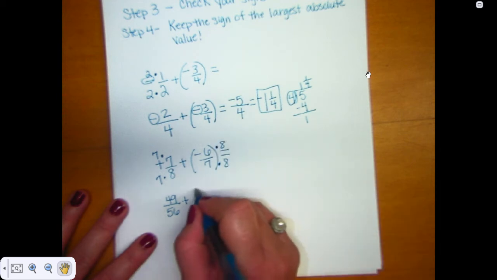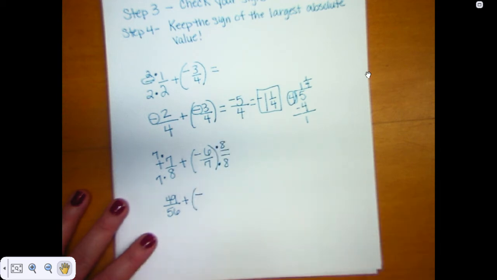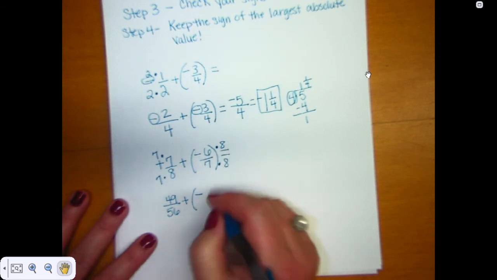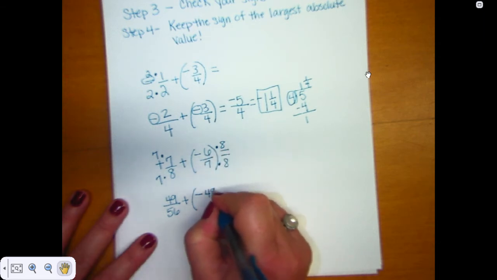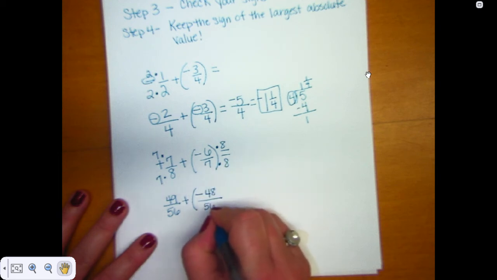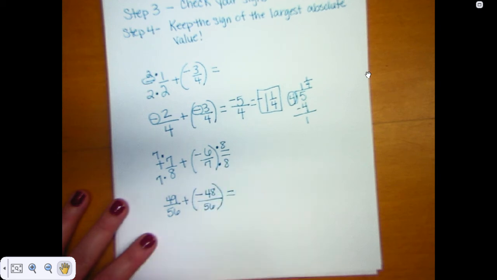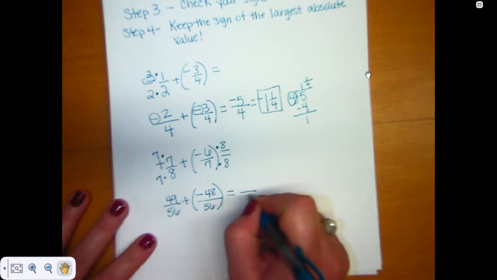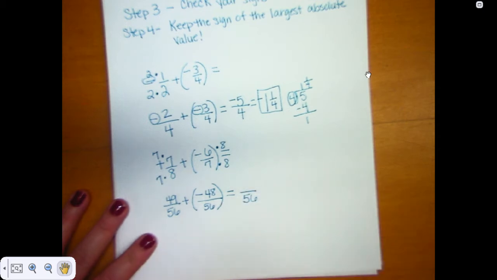So I'm just going to go ahead and bring my sign down. 6 times 8 is 48. 7 times 8 is 56. Now I can use my rules. Check your denominators. They're the same. Red Rover, send 56 right over. So we're just going to bring that right on over.